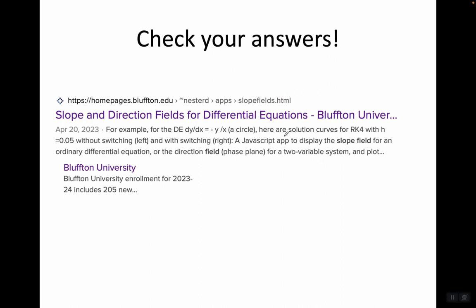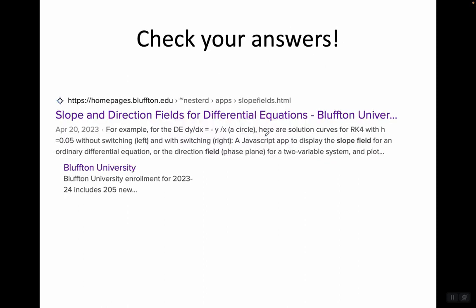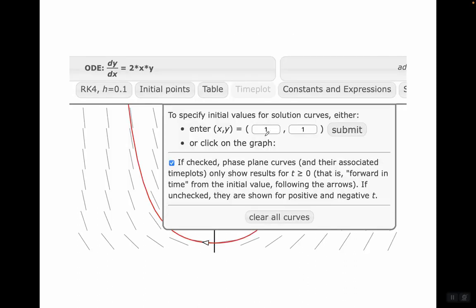You have got to check your answers when you do this. What you don't want to do is calculate y sub 5 only to find out that it's wrong, that you made a mistake. That would be brutal. So what I'd suggest you do is go to some slope field and direction field plotter. I like this one from Bluffton University. There are lots of them online.